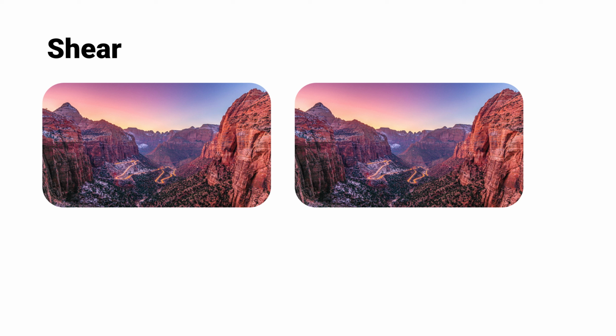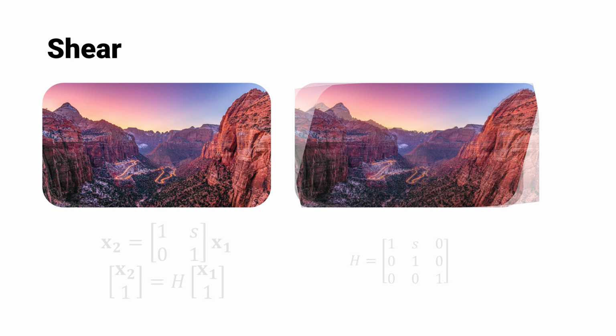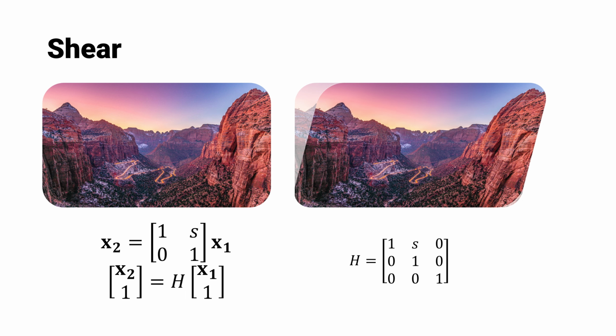So shear is basically a transformation wherein the y and x are dependent. So the shear transformation looks like this. And again, it's like the off diagonal element in that transformation matrix.